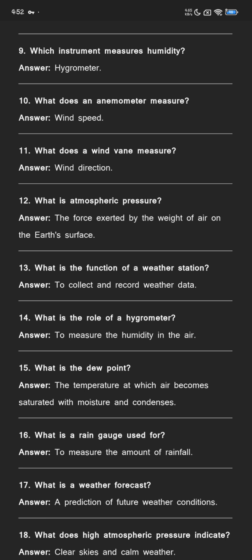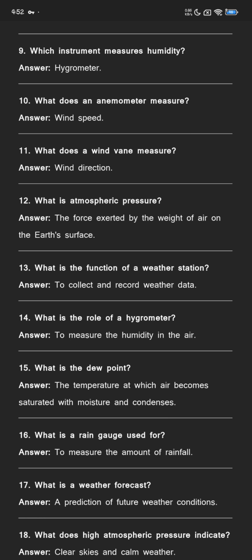What is the function of a weather station? To collect and record weather data. What is the role of a hygrometer? To measure the humidity in the air. What is the dew point? The temperature at which air becomes saturated with moisture and condenses. What is a rain gauge used for? To measure the amount of rainfall.